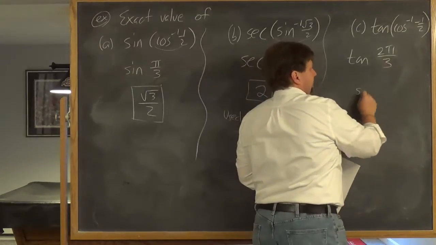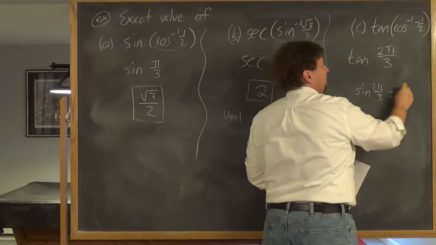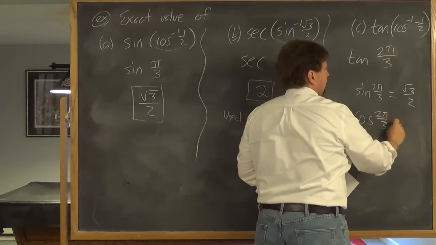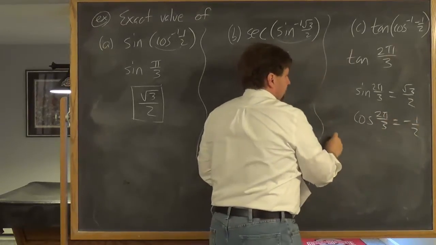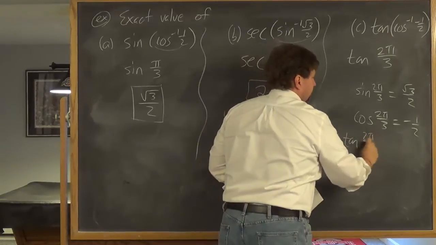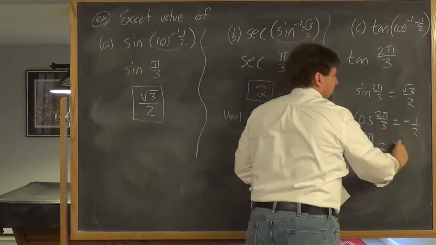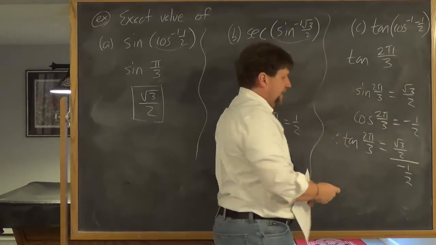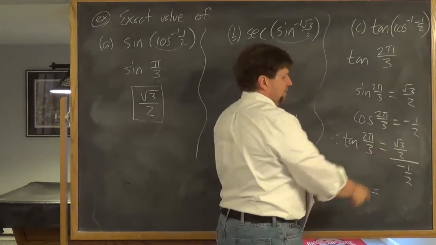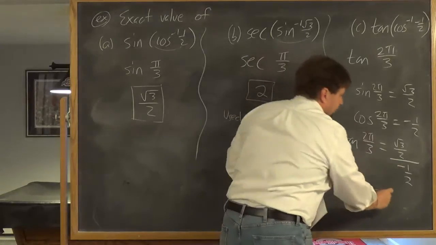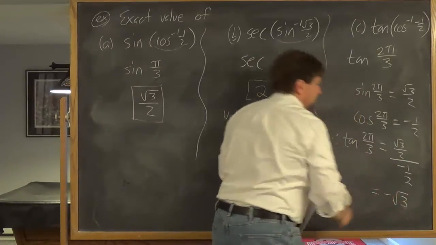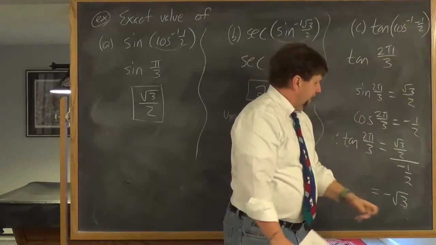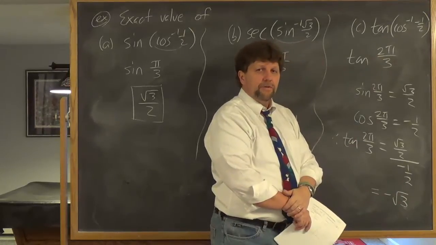I know the sine of 2 pi over 3 is square root 3 over 2. I know the cosine of 2 pi over 3 is negative 1/2. So the tangent of 2 pi over 3 is sine over cosine. It's using an old quotient identity. And then that reduces, takes square root 3 over 2 divided by negative 1/2. That reduces down to negative square root 3. So the exact value of tangent inverse cosine of negative 1/2, well, that's negative square root 3.